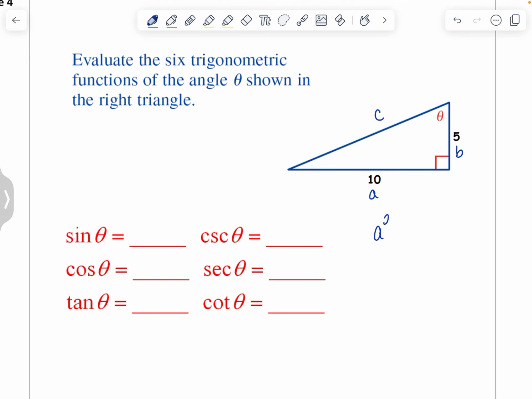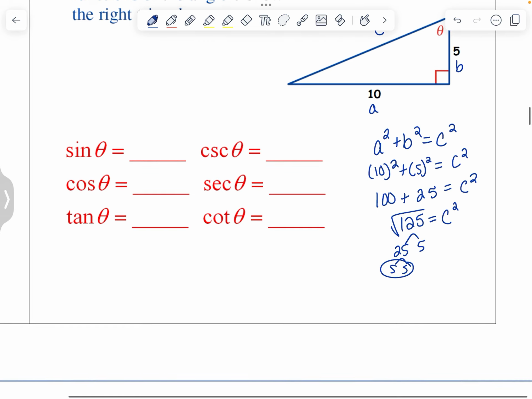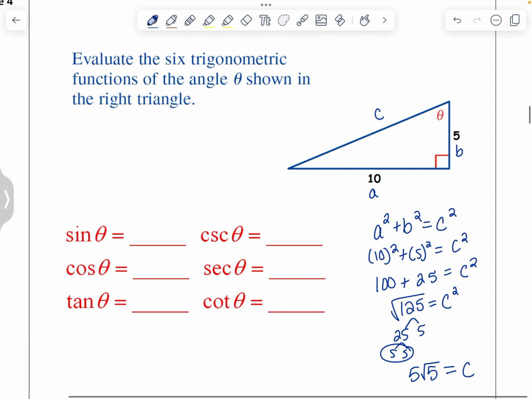The Pythagorean theorem is a squared plus b squared equals c squared. So the sum of the squares of the legs equals the hypotenuse squared. That gives me 10 squared plus 5 squared equals c squared. That's 100 plus 25 equals c squared. So the square root of 125 gives me 5 square roots of 5 in simplified radical form.